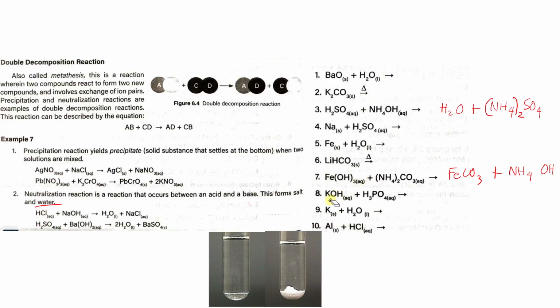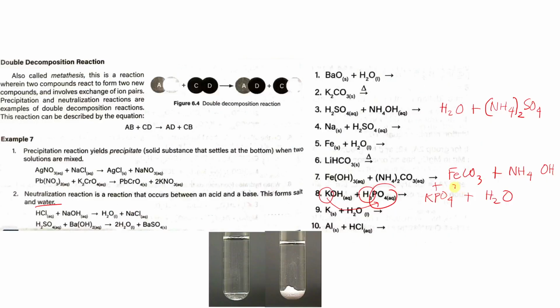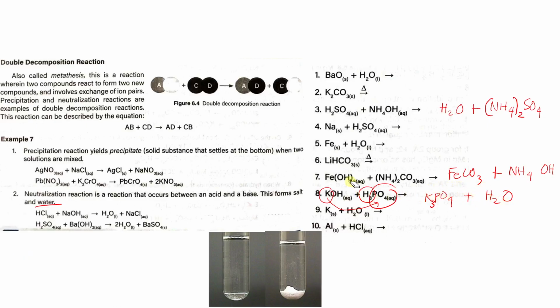Then we also have number 8. So number 8, we have potassium hydroxide. Again, outside and outside. We have KPO4 plus H3 plus OH. This one is H2O. Let's check the charge of this one. Potassium is +1. Then we have phosphate. For phosphate, we have -3. Let's add here 3, +3, then -3. So these are the products for this reaction.